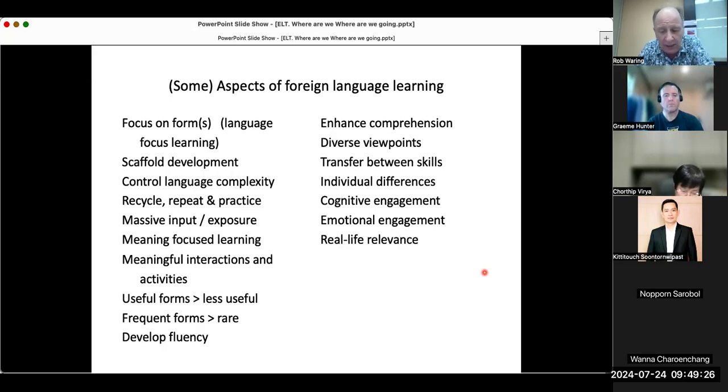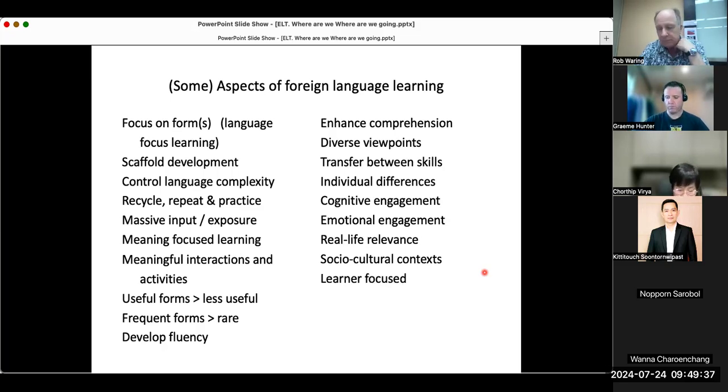Therefore, the material and things that we do in class, as much as we can, we need to try to reflect real-life relevance. And we need to embrace all kinds of socio-cultural contexts. Importantly, a lot of the work that we do should be focused on the learner. What does the learner need rather than what does the teacher want to teach? We have to focus on learner needs.